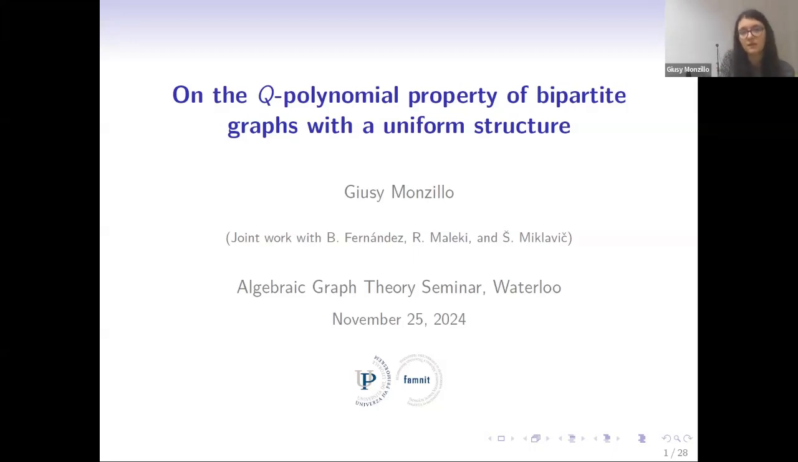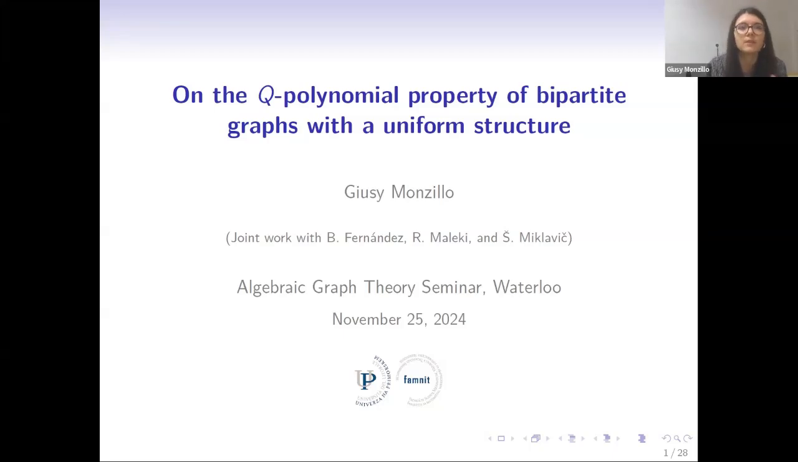But first, let me spend a few words on this Q-polynomial property. For decades, maybe even more, this property has been studied and associated with distance-regular graphs, introduced for a deeper study of these graphs. And recently in 2023, Terwilliger used some additional properties, consequences of this property on distance-regular graphs, to extend this notion to graphs that are not necessarily distance-regular.